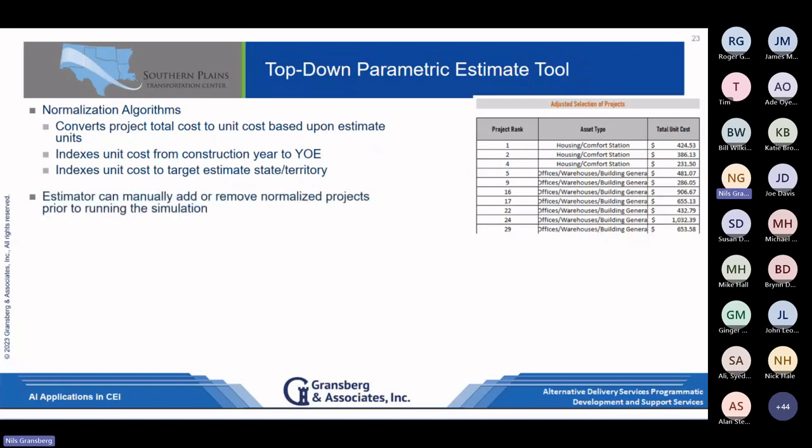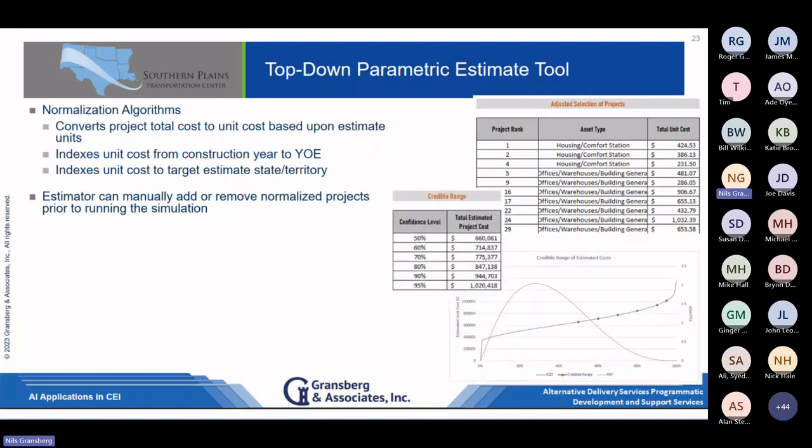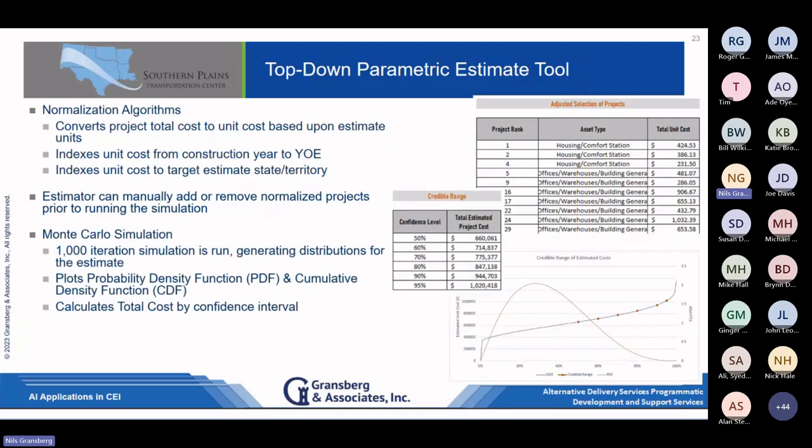At this point, I could go back in there and manually add or remove projects, right? If I see one and think, oh, why did it pull this out? I want to delete that, I go and remove it and make any adjustments I need to. And then once I'm happy with my selection of sample projects in my data, I just hit the button to start the Monte Carlo simulation.